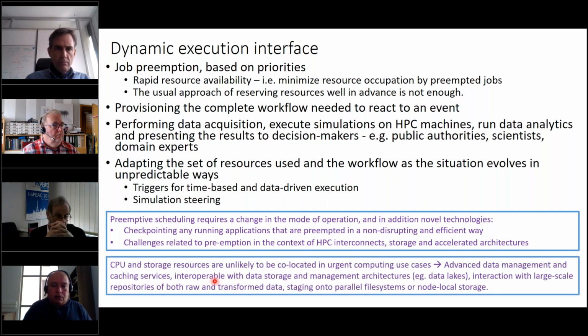Now, again, I'll highlight the possibility that the CPU and storage resources needed for the decision support processing are not likely to be co-located. So this means that we need to improve our data management and caching services, and by the way, be interoperable with storage and management architectures, for example, a data lake architecture, and be able to interact with large repositories, both for reference data and likewise also to capture our outputs and transform the data.